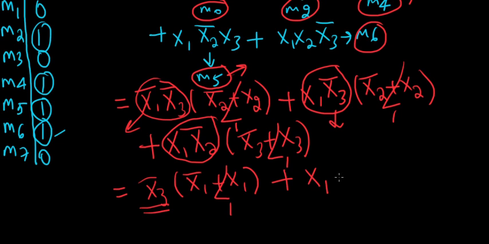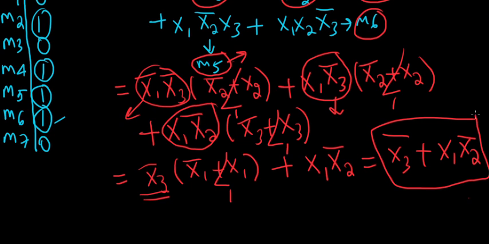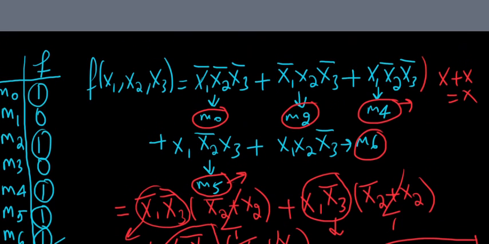So it'll be x1. Oh, if we want, we can. However, there will be no point for it. So it has to go by itself. So the final answer would be x3 bar ORed with x1, x2 bar. And this is your final answer. And you can easily see that it is a much more simplified expression with what we have here in the light blue.